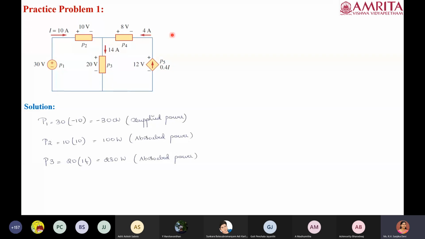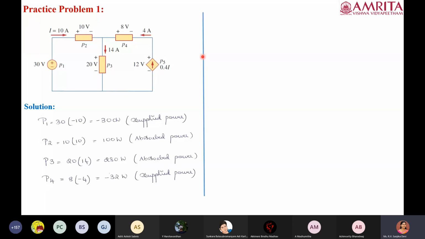Bindu Madhav, what is P4? Ma'am, supply power. Here you can see that the 4 ampere current is entering into the negative and it is coming out of the positive terminal. If it is coming out of the positive terminal, it is supplying power. So it is 8 into 4, minus 32 watt, which is a supplied power. And what about P5?